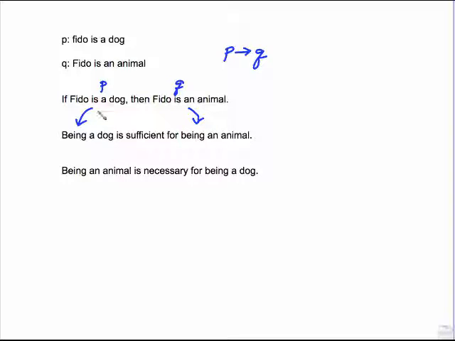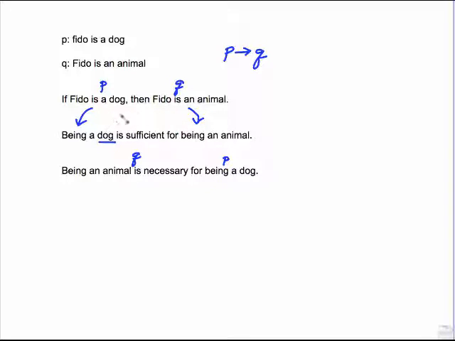So remember also we have to change this to being. So being a dog, that was the P part, is sufficient for being an animal. That was the Q part. This says it the other way around. Being an animal is necessary for being a dog. Necessary is what follows the arrow. What follows the arrow is my Q. So Fido is an animal is the Q. Being an animal is necessary for being the dog, which is the P.